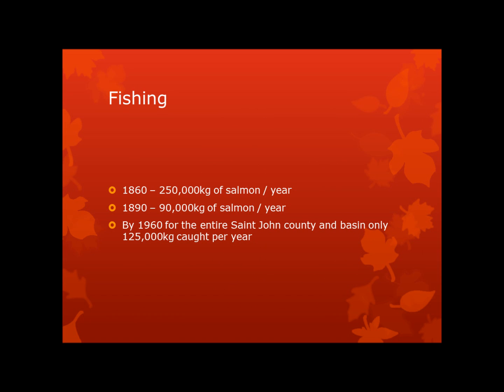Fishing is an effect that humans have on an ecosystem that has not been taken as seriously. Between 1860 and 1960, there has been a very wide range of change in the fishing industry. A lot of fish were caught in 1860 and very few in 1960.